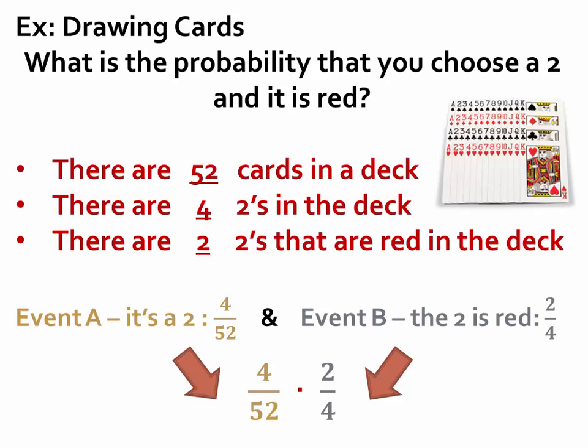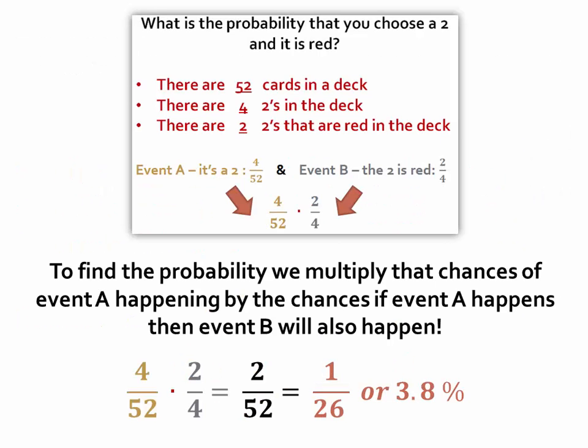Okay, so if we multiplied these, my 4s right here would end up canceling, and we'd get 2 over 52, or 1 over 26, or 3.8%. But if you didn't cancel the 4s, would it still work? Yes, it still ends up being exactly the same.